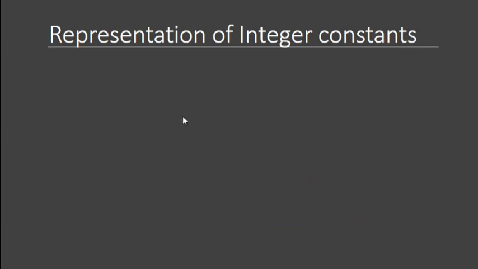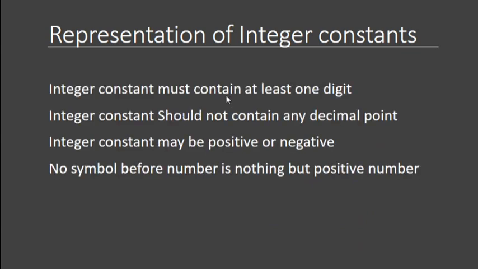Now, representation of integer constants. An integer constant must contain at least one digit. For example, 2 is an integer constant. An integer constant should not contain any decimal point. You should not write 2.34, because that is not an integer constant. So an integer constant should not have any point.